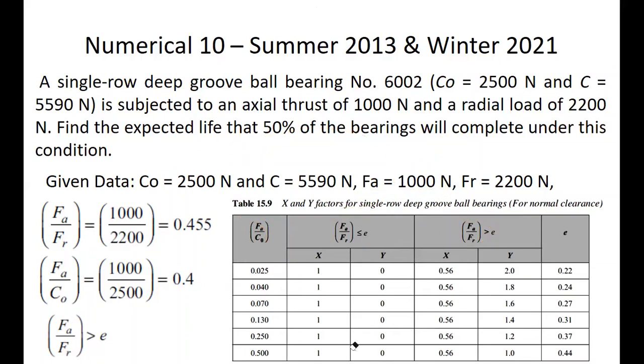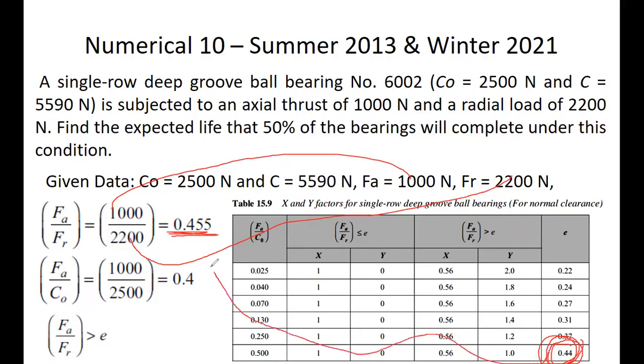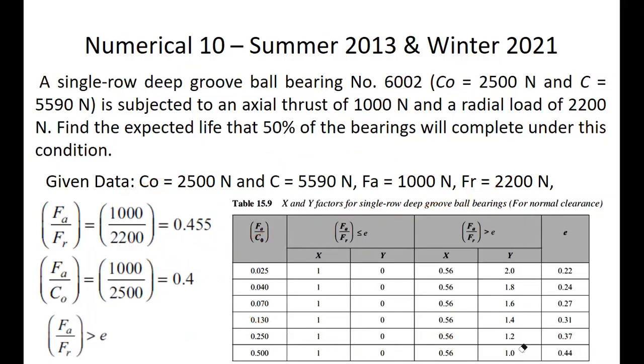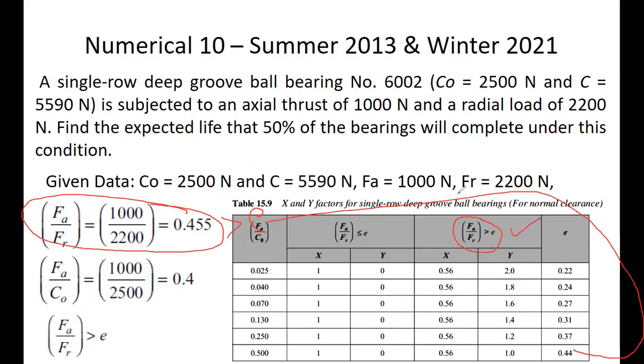FA upon FR: FA is 1000, FR is 2200, so we found 0.555. But again, this 0.555 is more than the 0.44 E value, right? So what I'm trying to say is that this ratio is greater than this E value, which is 0.44. Hence, this condition is satisfied, right?